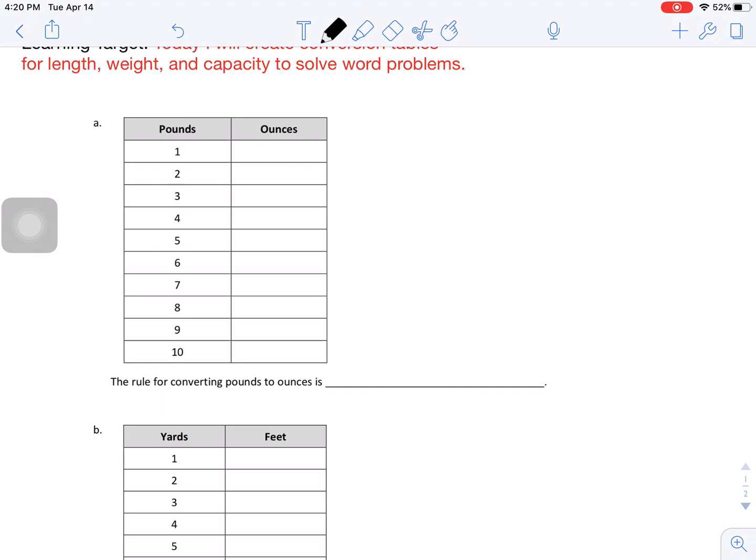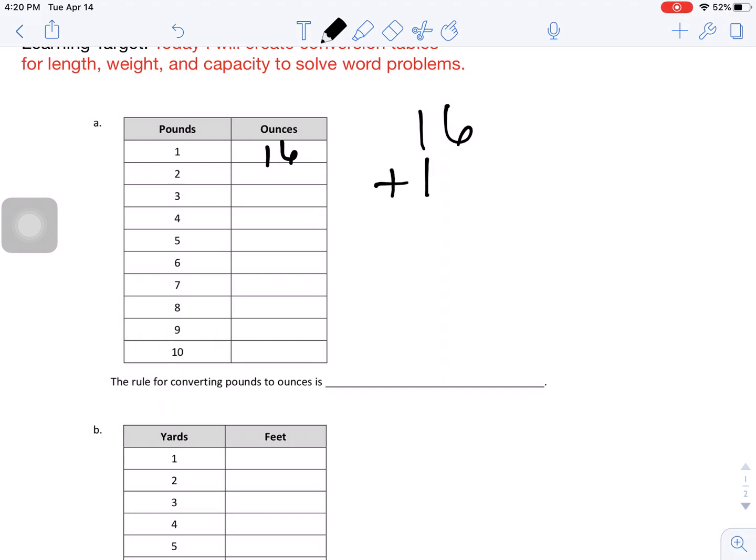If you've watched the Brain Pop video that was recommended on the calendar, you have heard that 1 pound is equal to 16 ounces. So filling out this conversion table is going to help you with the word problems that you're going to be solving, and you will have your own conversion tables to fill out. Every time I have a pound, it's 16 more ounces. So 1 pound is 16 ounces.